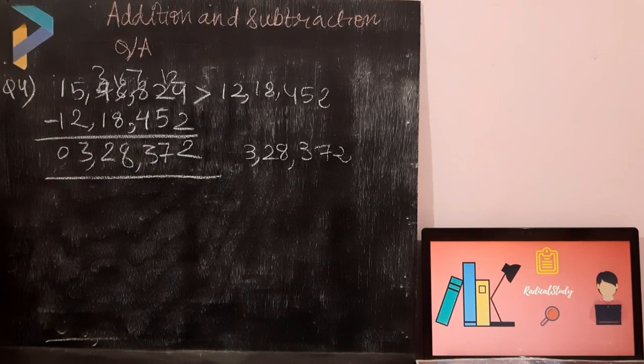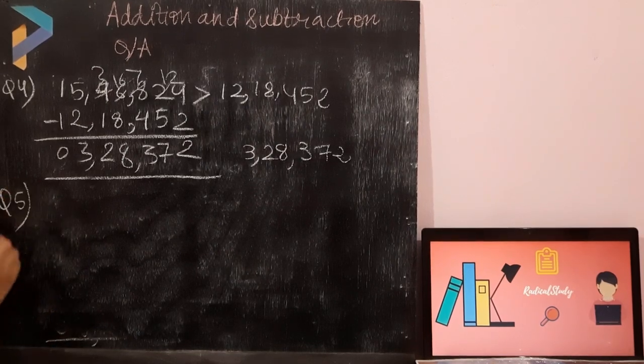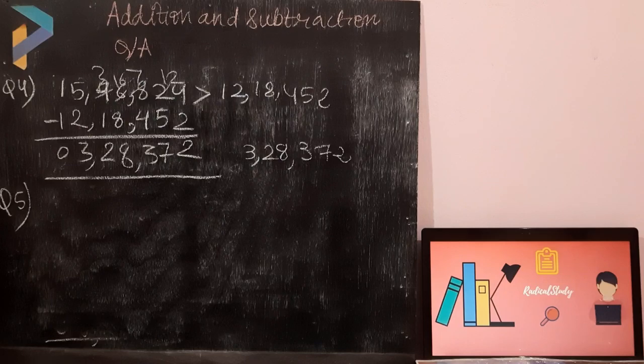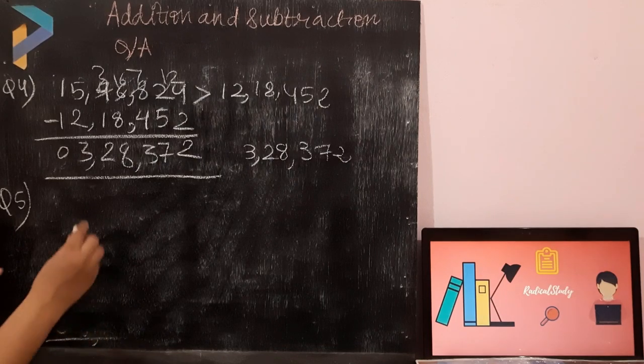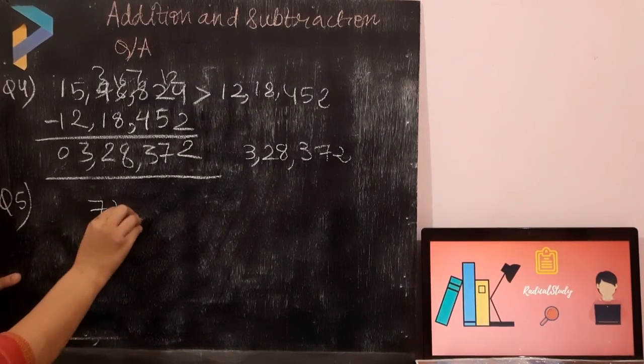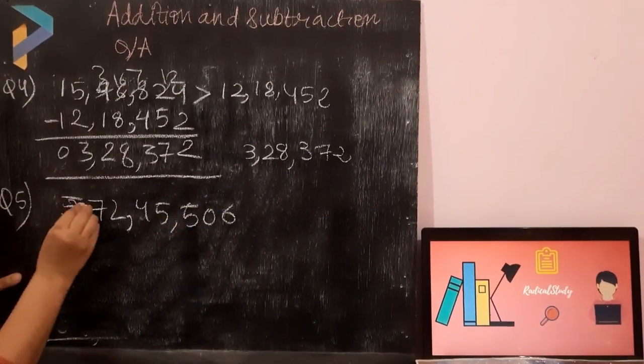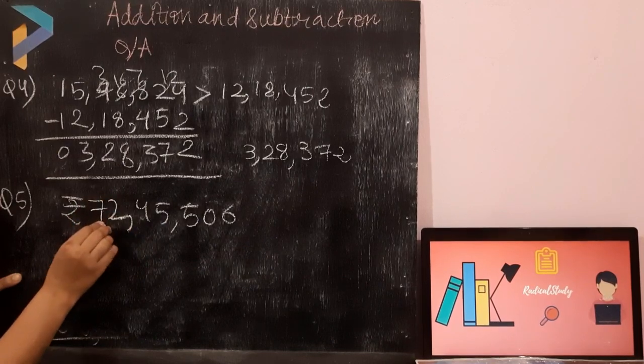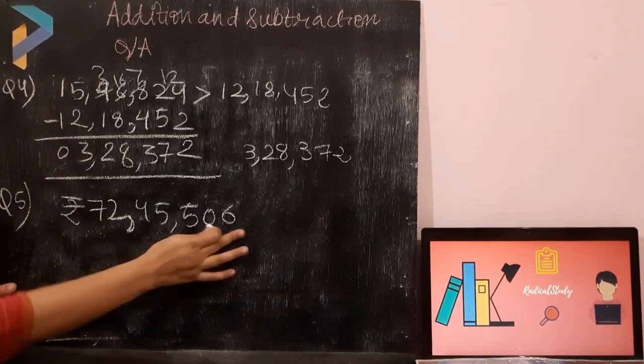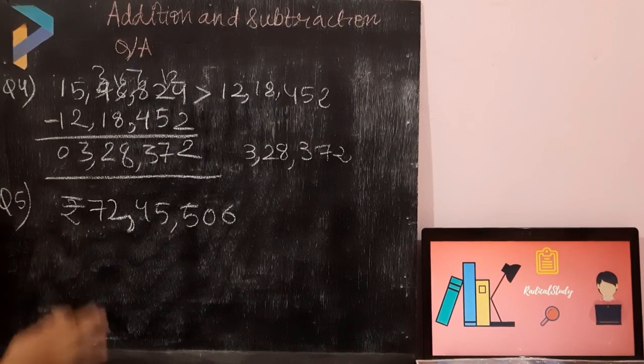Now I am going to solve the next question for you. That is a word problem. Please pay attention. I am reading the question first for you. A company pays 72,45,506 as salaries for its employees in 1 month. That is, a company is paying its employees 72,45,506. So in total this much amount is taken from the company in order to pay the employees. Everyone's salary is made up of this amount together.